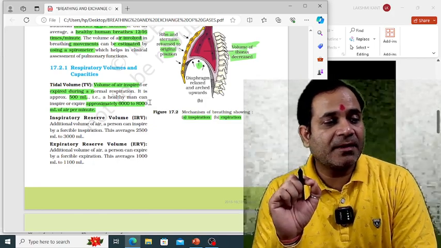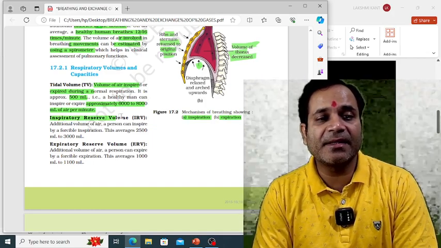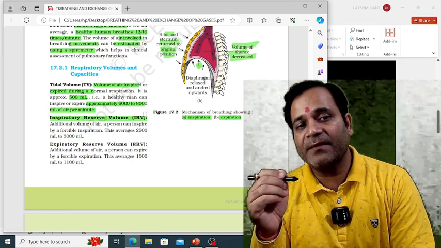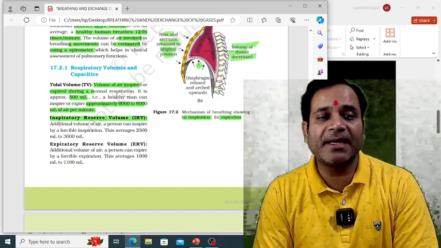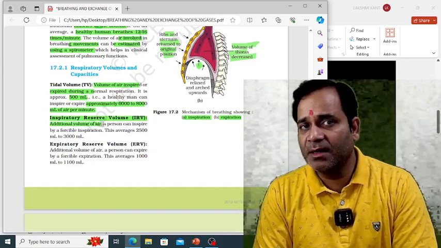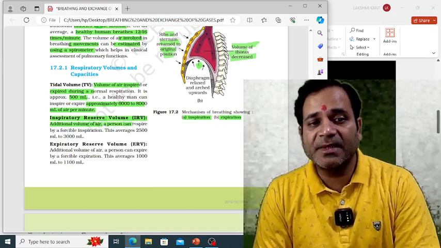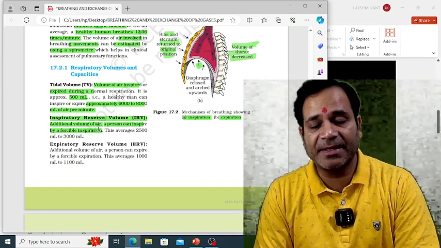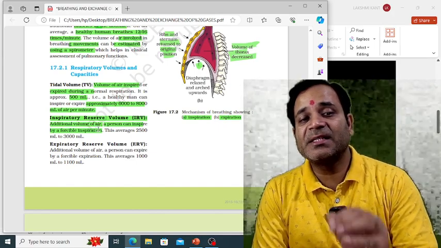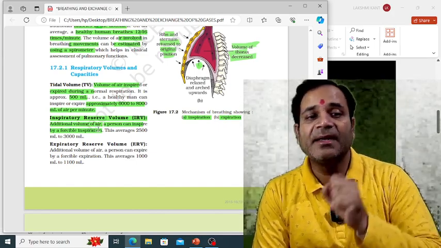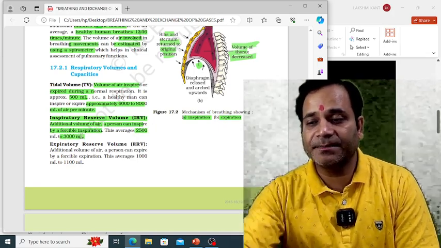Now the second thing, dear, is the inspiratory reserve volume, that is IRV. Whenever I say inspiratory reserve volume, it means the additional volume of air. What I'm saying? Additional volume of air. It is the additional volume of air that a person can inspire by a forcible inspiration. See, in this way, if any person can do this, it is said to be the inspiratory reserve volume. On average, it is 2,500 milliliters to 3,000 milliliters, my dear. Okay.